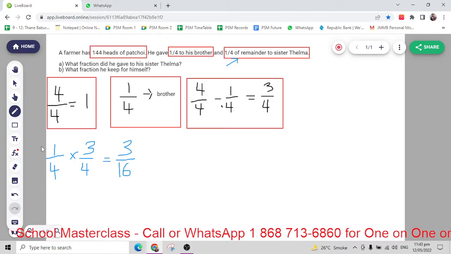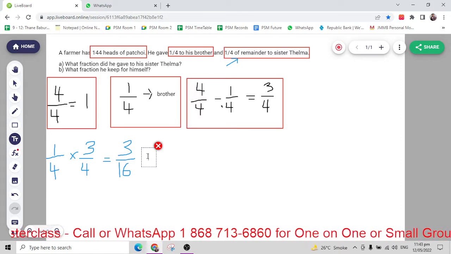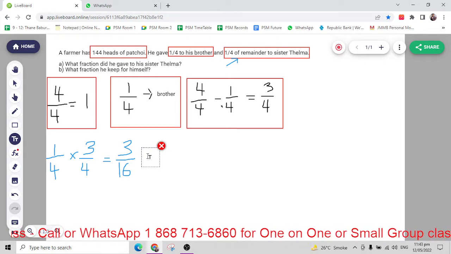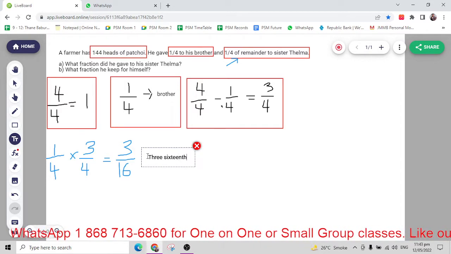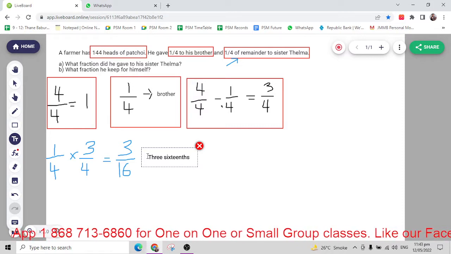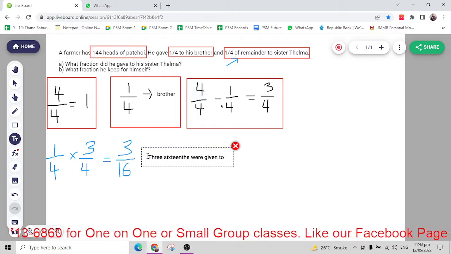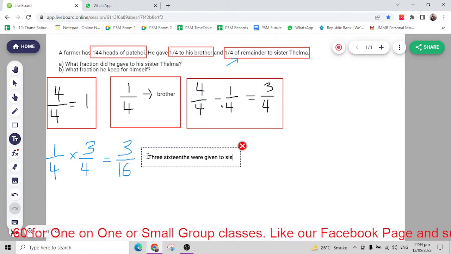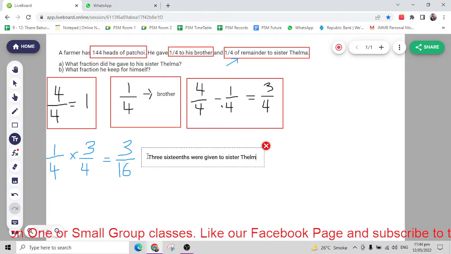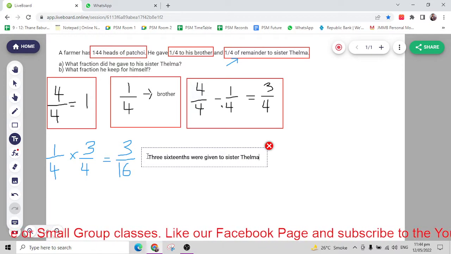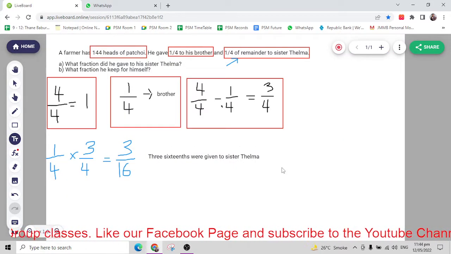And that would be part A. All right, I'm going to write it in words here. 3/16 for the THs. 3/16 were given to Sister Thelma. The question says Sister Thelma. I think they meant his Sister Thelma, or it could be someone of the ministry.